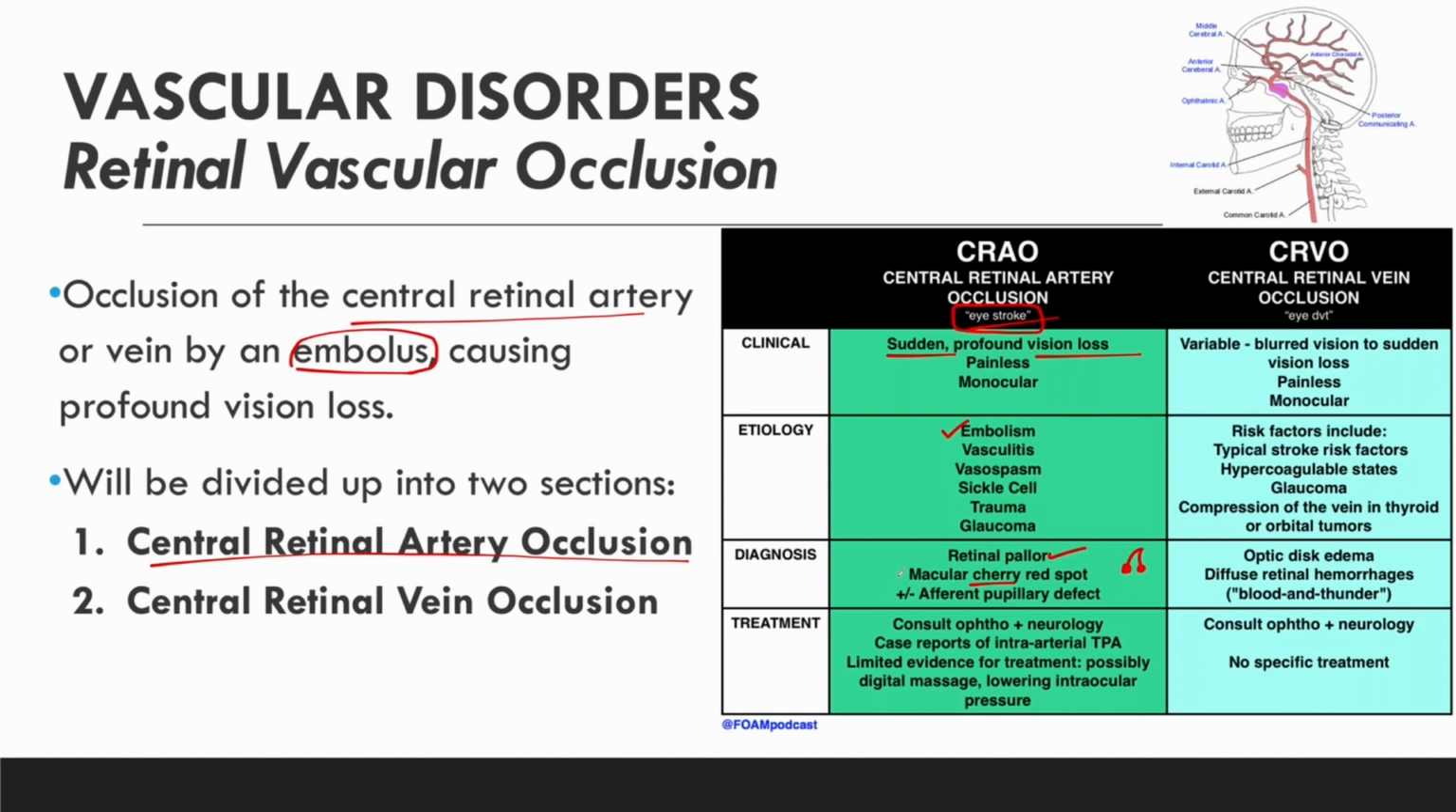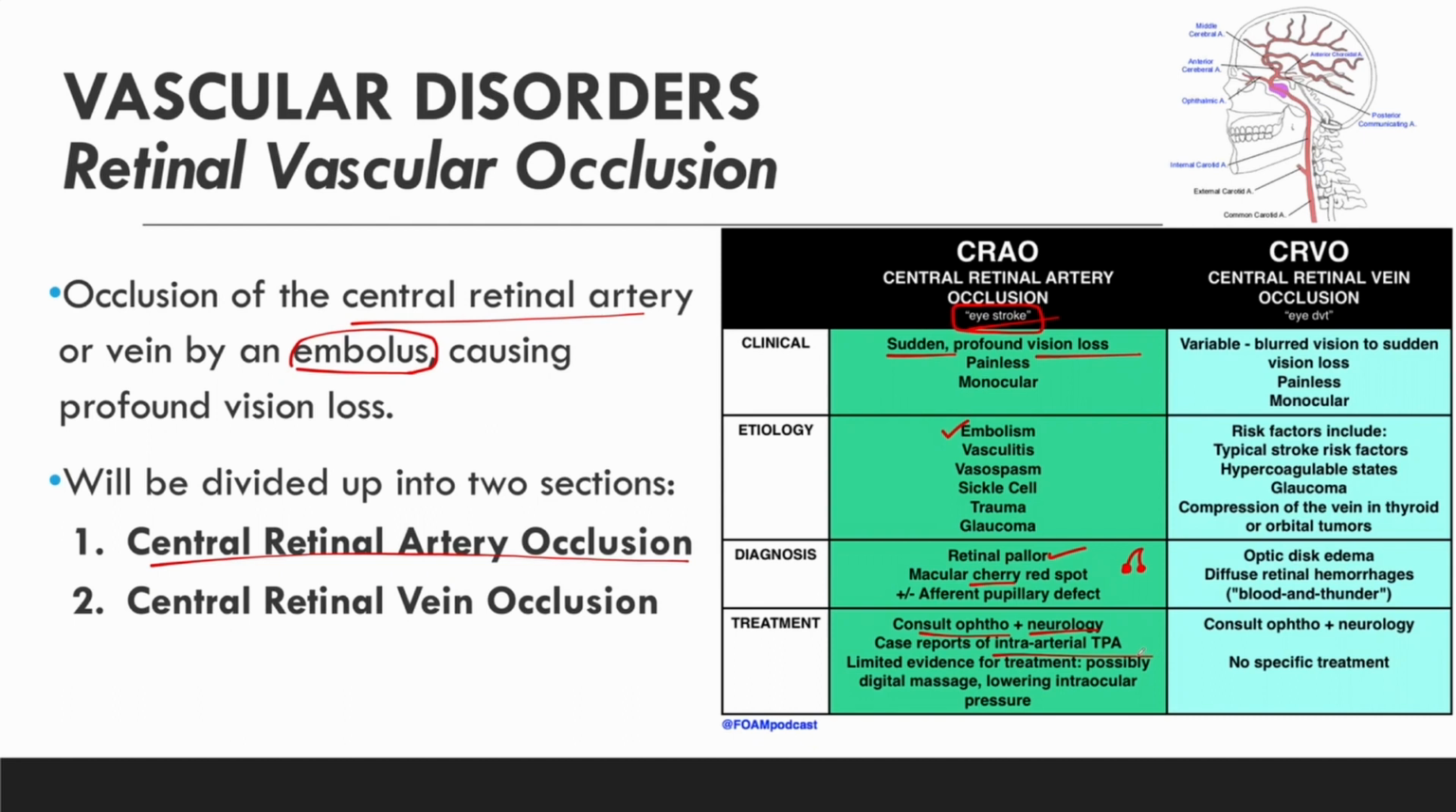Treatment, well, consult ophthalmology. Don't you just love it? Most of these things are consult ophthalmology. And you also need to consult neurology, because these patients are at very, very high risk for a stroke. And then there are some different treatments that can be used. There are some conservative measures that are pretty ineffective, like digital massage and positioning, lowering intraocular pressure. And then also there are some reports of an intraarterial TPA that's injected, but we'll leave that to the specialists.